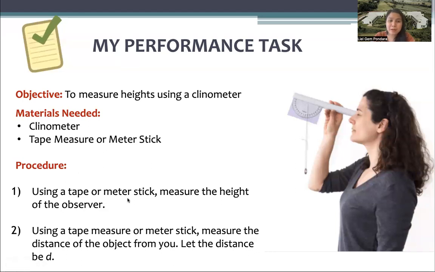Now, using a tape or meter stick, you need to measure the height of the observer or your height. Then second, using a tape measure or meter stick, measure the distance of the object from you. Let the distance be d. So you need to choose 3 tall objects to measure. Then measure the distance of object number 1 from you, object number 2, and object number 3. You can have different places.